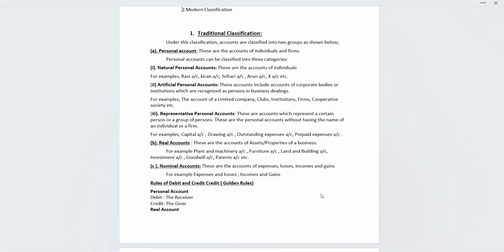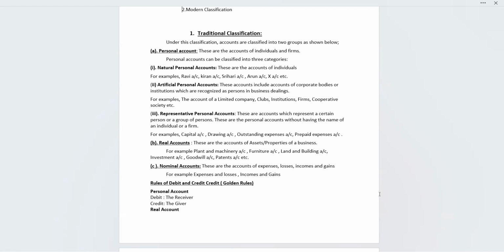Suppose Wipro company, it is a company, so it is an artificial person. SBI bank, it is artificial. Avinash College, it is an artificial person. KNR IT Solutions, it is an artificial person. Next, any partnership firm, Ravi and Co., this is also a partnership firm, entrepreneurs. These are all under the artificial personal account.